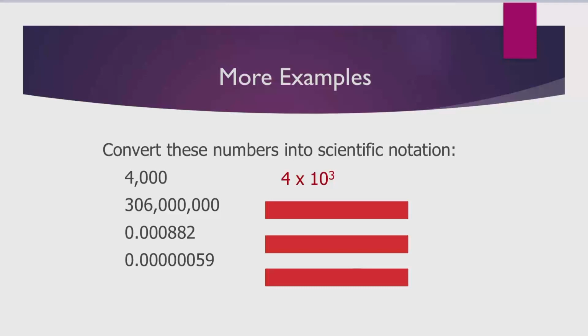Times 10 to the 3 because 4,000 is a big number. I would love to get $4,000. Somebody said, hey, here's $4,000. I'd say, that's a lot of money. Are you sure? No, I'm just kidding. I'd take it. Hasn't happened to me yet.